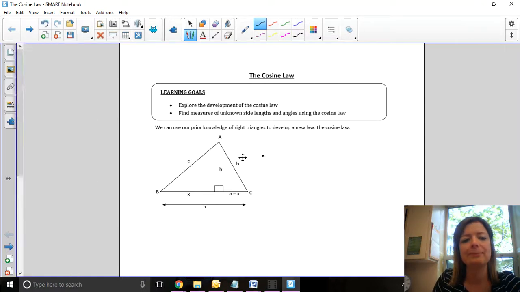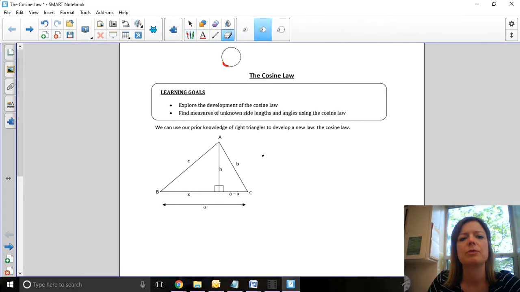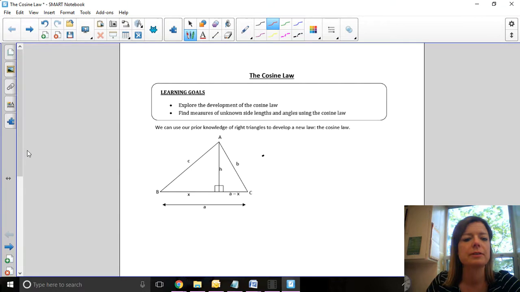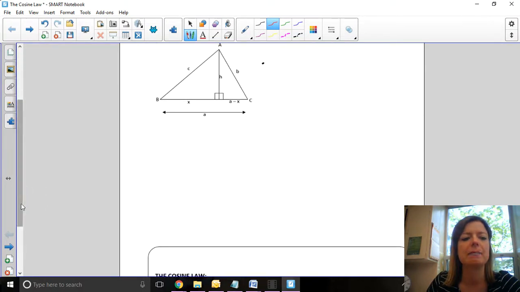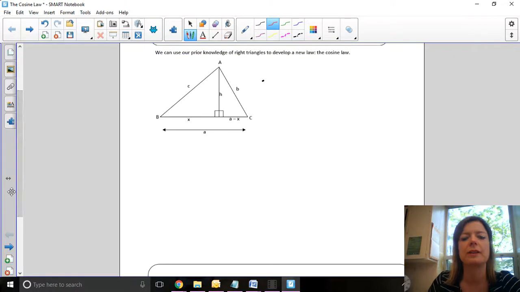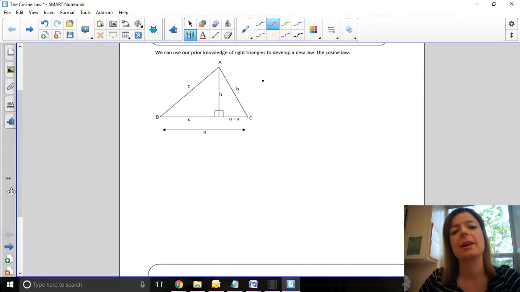That's really handy. This is a bit different because I'm actually going to be developing the formula for you. So I'm going to explain a bit about the formulation of this law.